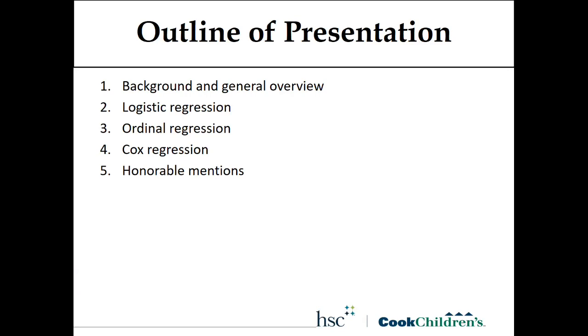And then some honorable mentions. I'm not going to go so deep into those. I'll just briefly discuss them. Those three in the middle are ones that I use all the time. In medical research, ever since I've started here, I've probably used logistic regression more than any other regression type. Ordinal regression and Cox regression, I probably use at least one or two times for studies each year. Those are really good too.